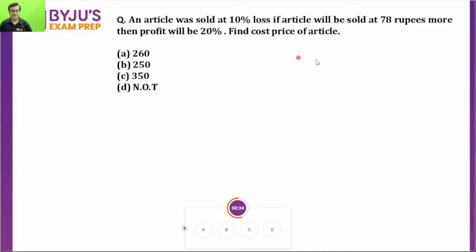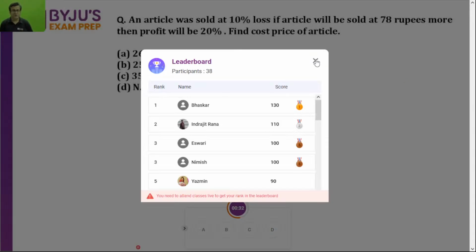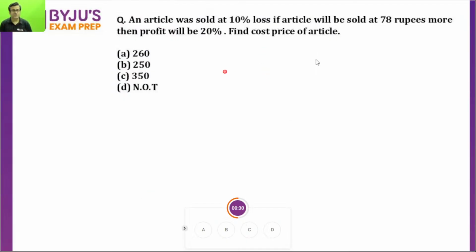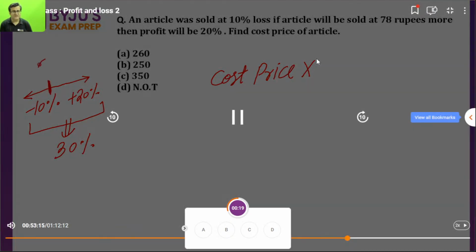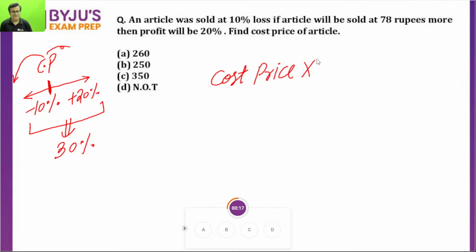Okay, come to this. A option is absolutely right. Everybody knows whether there is a loss or a profit, it is always on cost price. There was a loss of 10%, now there is a profit of 20%, so there is a gap of 30%. Whatever the cost is, there are two situations: one, a loss of 10%; other, a profit of 20%. The gap of 30% is there.